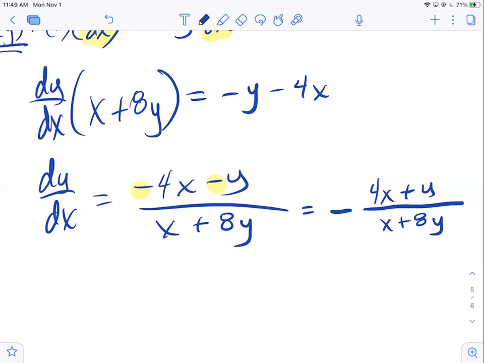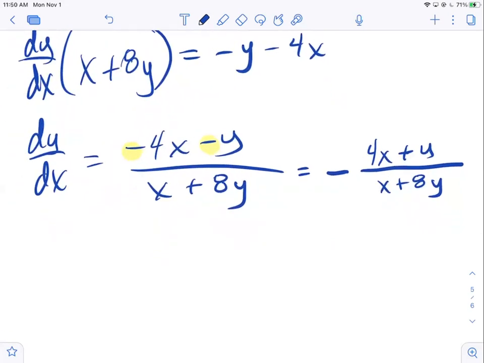Another thing that could happen is if you collected your dy/dx's on the opposite side of the equation, you can imagine just multiplying by -1 over -1 and distributing. What that does is it changes the signs. That becomes positive 4x positive y over -x minus 8y. It would also be the same as factoring the negative out of the top and then redistributing it in the bottom. You can get there that way as well. But -1 over -1 distribute. So a couple of different versions of the exact same thing.